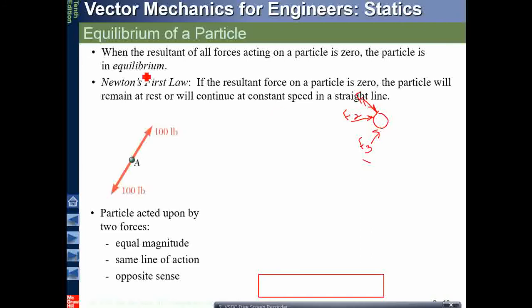In a similar way, take a particle acted upon by two forces. The forces are equal in magnitude, have the same line of action, and are opposite in sense. Since they cancel, the particle will not move. It is in equilibrium.